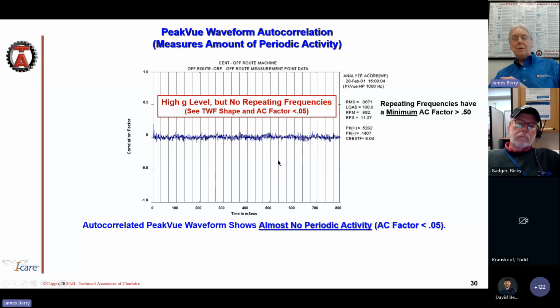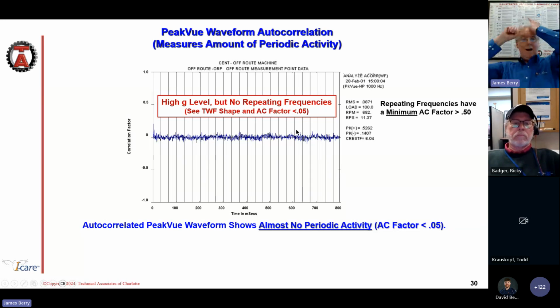Well, we did another measurement that's called autocorrelation. I won't go into it right now, but it's a measurement of how repeating the frequencies are that are occurring. Autocorrelation will look for things that are truly repeating, to have something called an autocorrelation factor greater than 0.5. All right. Our autocorrelation factor is less than 0.05.